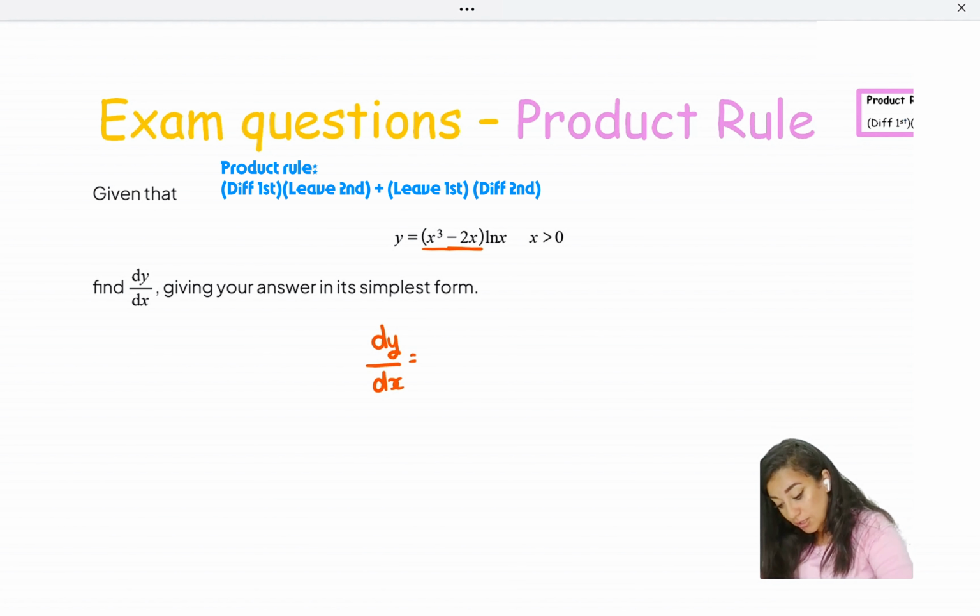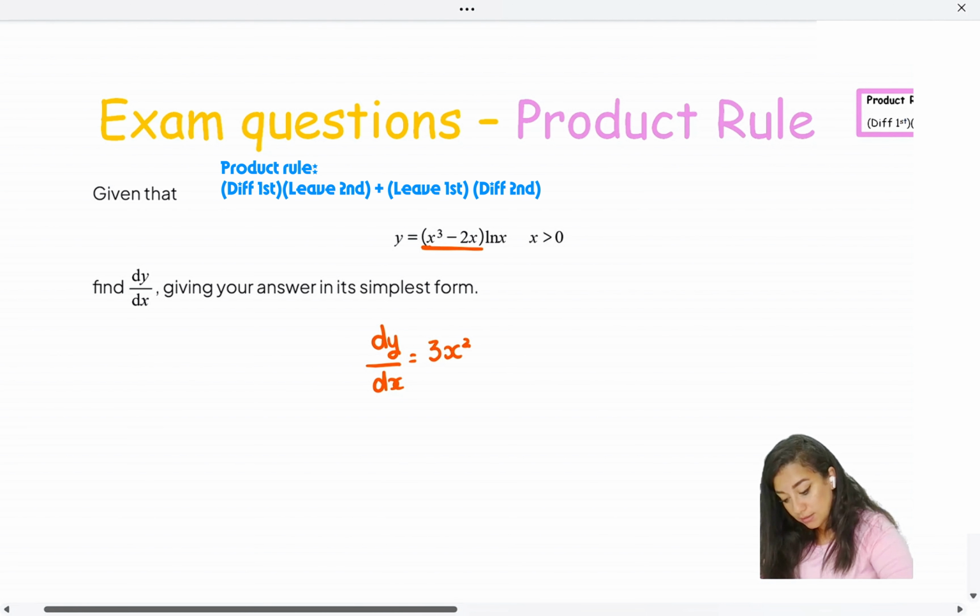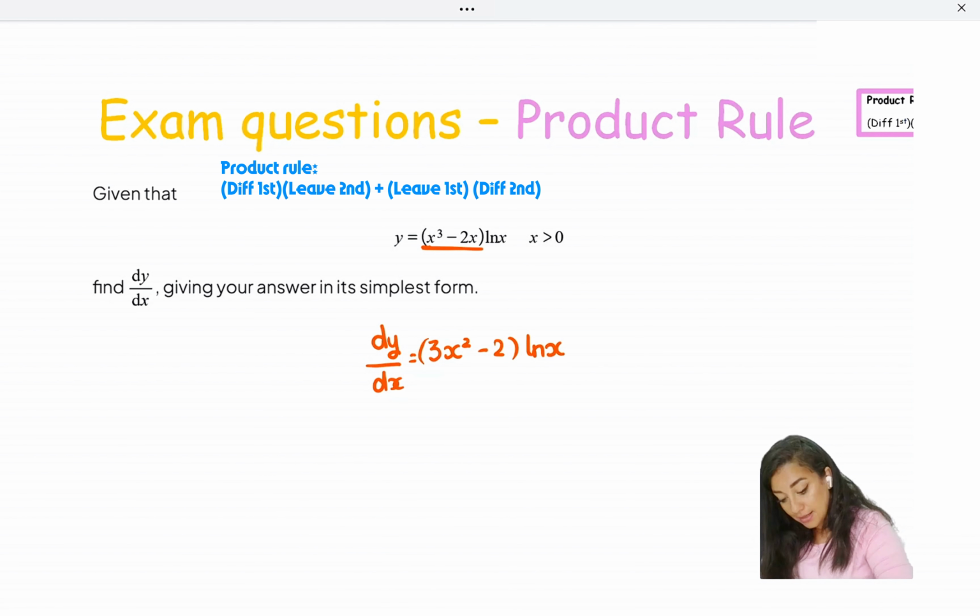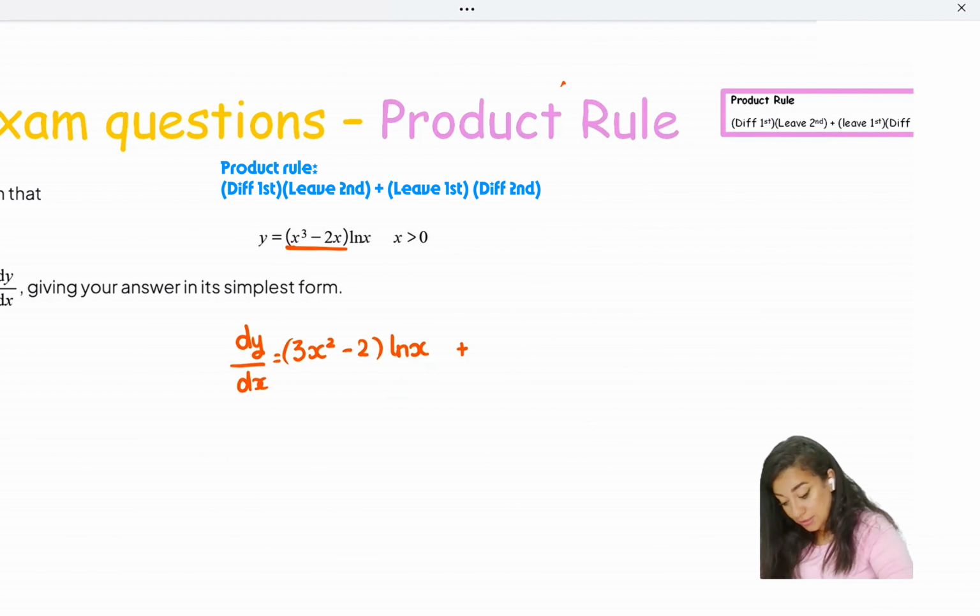So differentiate first. I just differentiate normally. x cubed differentiates to 3x squared, minus 2x differentiates to 2. So I've differentiated first. Leave second, ln x, plus leave first. So we leave x cubed minus 2x. Differentiate second. When I differentiate ln x, I get 1 over x. And I could just clean it up now. So I end up with 3x squared minus 2 ln x.